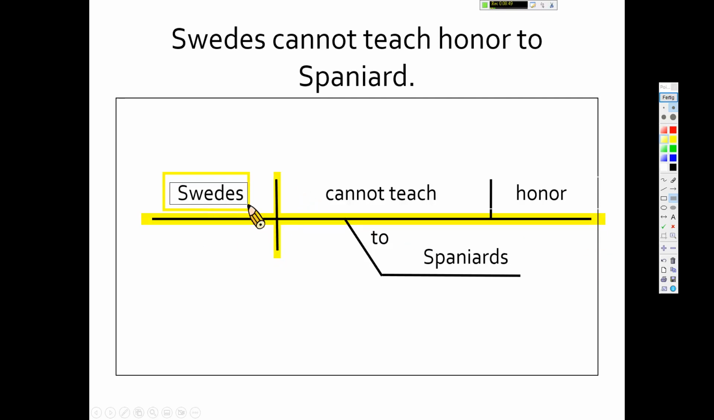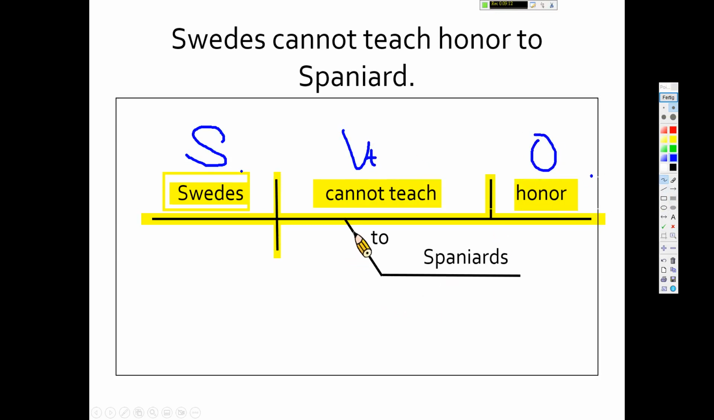Okay, so we have a subject, and cannot teach is a verbal phrase. They have to combine together. And the honor is divided by a shorter vertical line. So here we have a component very clearly. This is a subject, right? And this is a transitive verb. And this is the object.